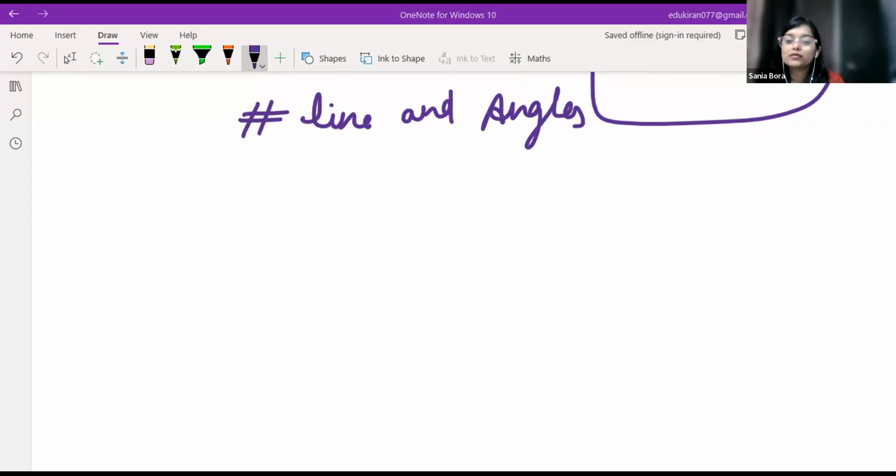Okay. So first of all, there are few concepts that we need to understand in lines and angles.